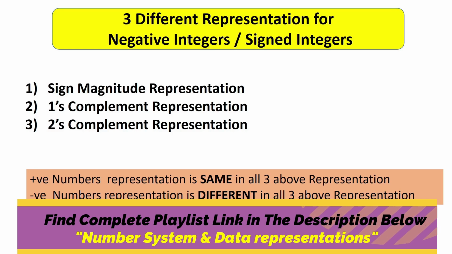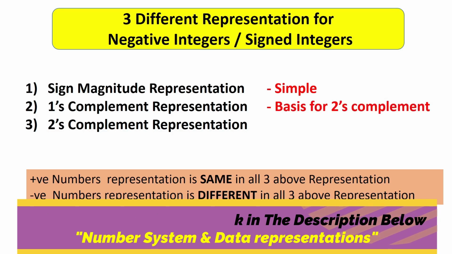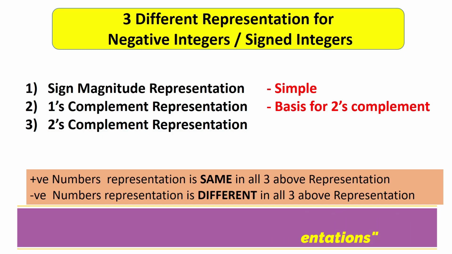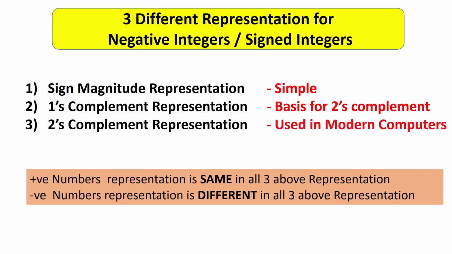Before ending this video, let me tell you that signed magnitude representation is the simple representation. One's complement representation is the basis to understand two's complement, and two's complement representation is the one used in our modern computers to represent a given negative integer or signed integer. In the upcoming videos, we will see all these three representations, as well as how we can represent floating point numbers in their two representations, fixed point and IEEE 754.